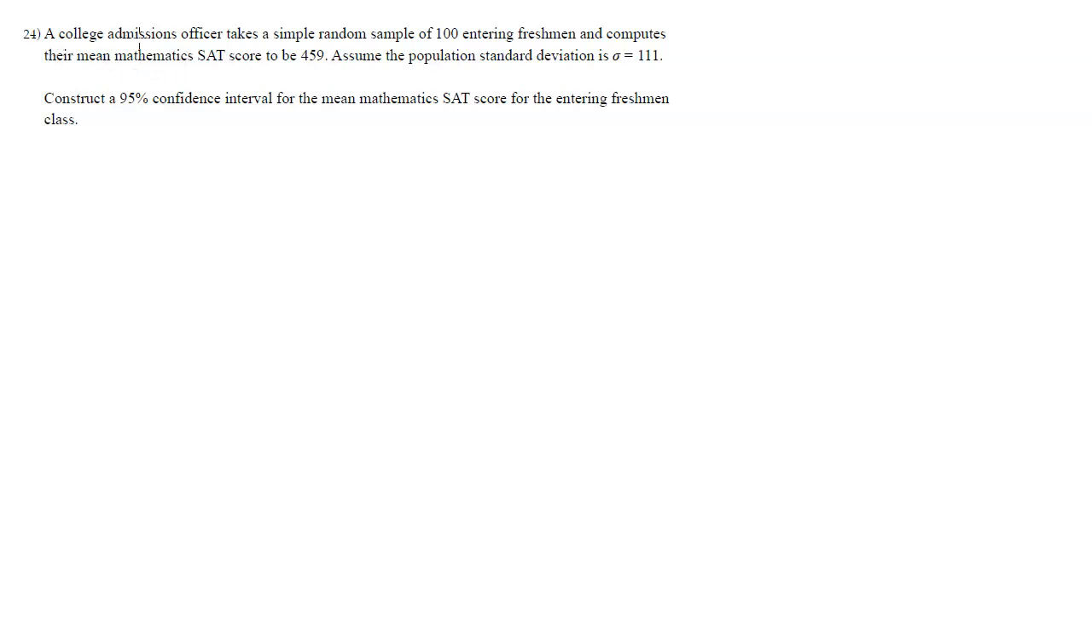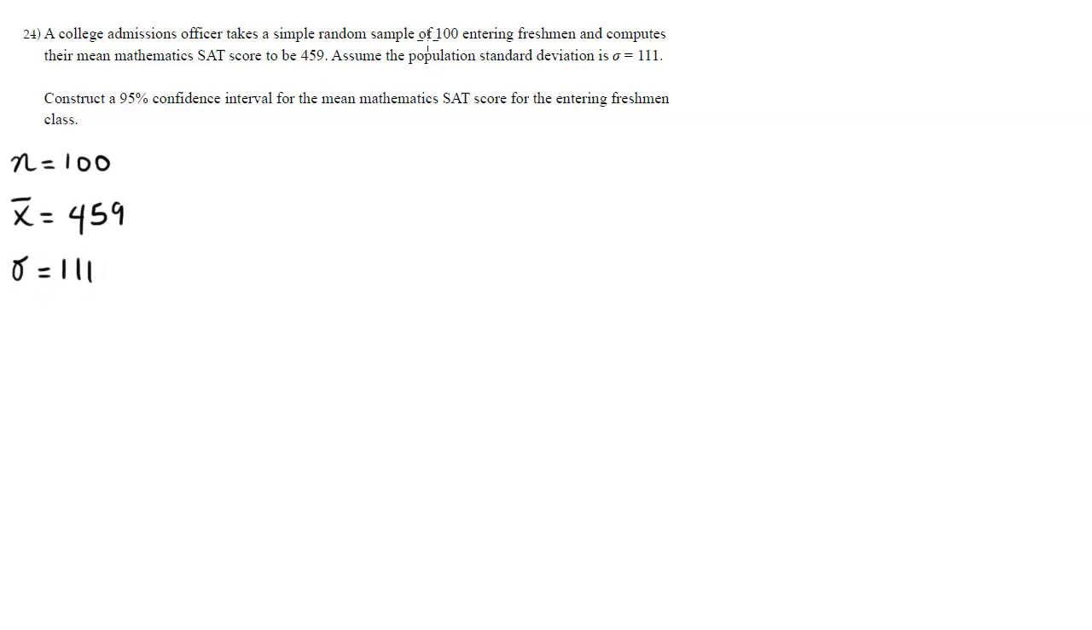Okay, so 24. A college admissions officer takes a simple random sample of 100 entering freshmen. So let's start listing what we have. Sample of 100 entering freshmen, and computes their mean mathematics SAT score of that sample, right? So sample mean, the mean mathematics SAT score to be 459. Assume that the population standard deviation sigma is 111.